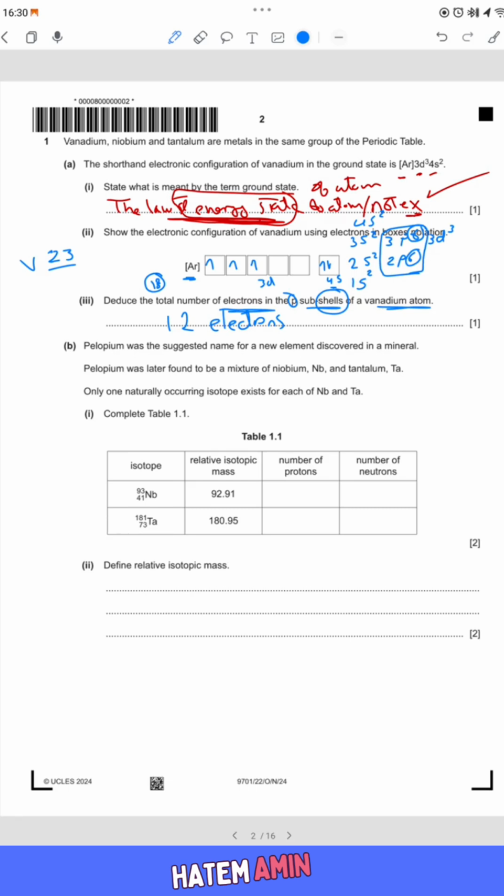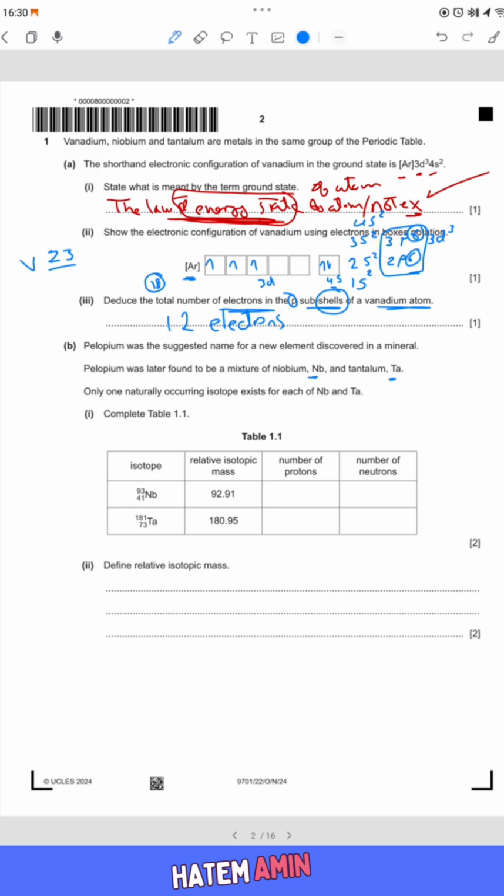Okay. The question is: palladium was suggested to be a name for a new element discovered in a mineral. Palladium was later found to be a mixture of niobium, which is Nb, and tantalum, Ta. Only one naturally occurring isotope exists for each of niobium and tantalum. What does he need here?